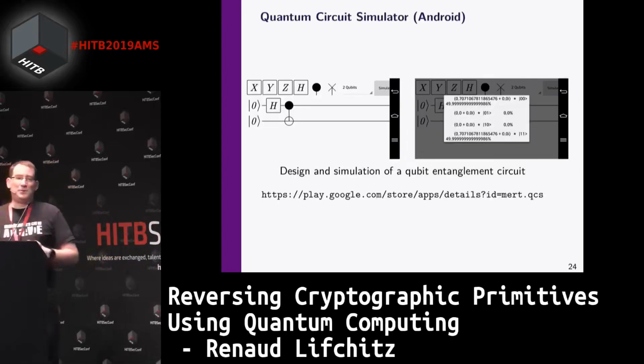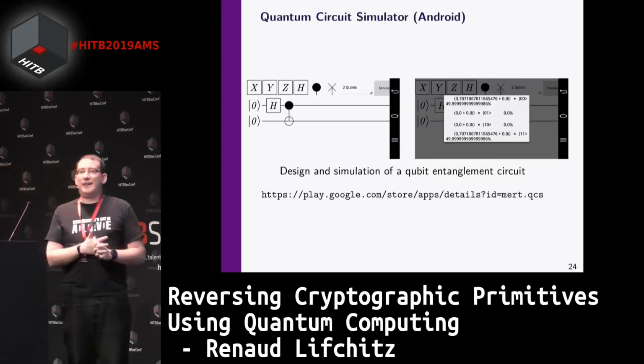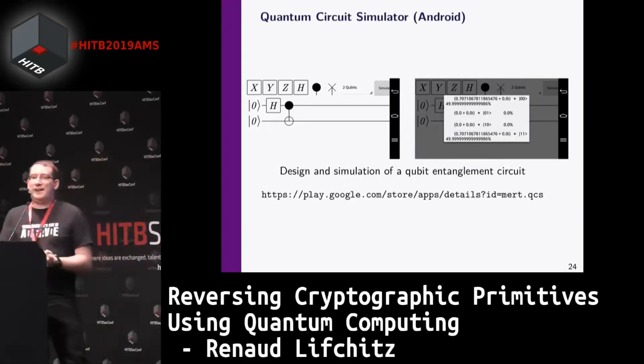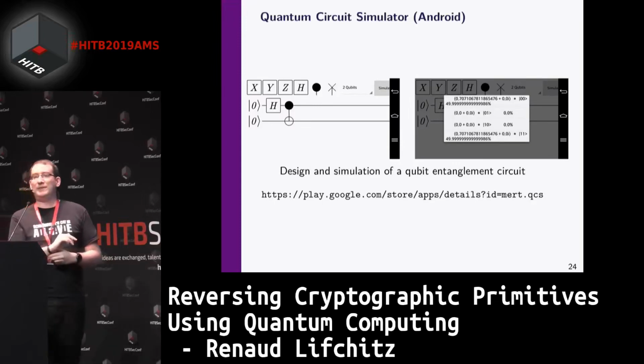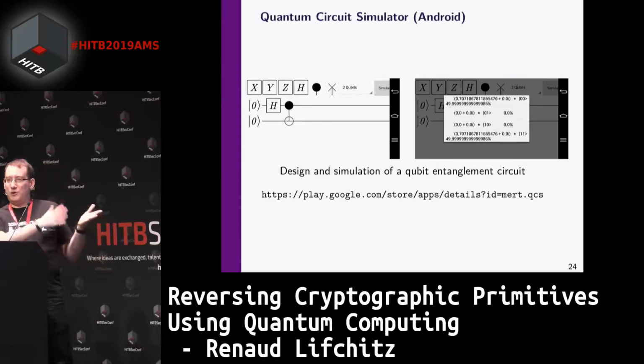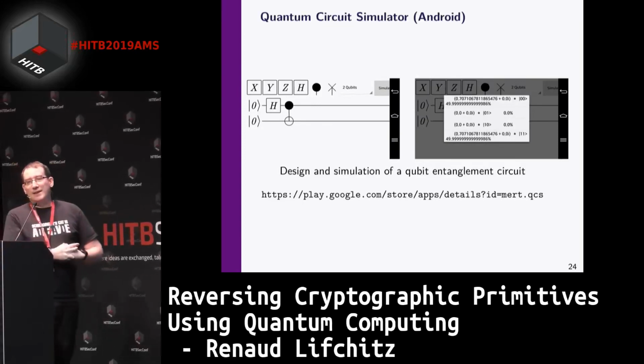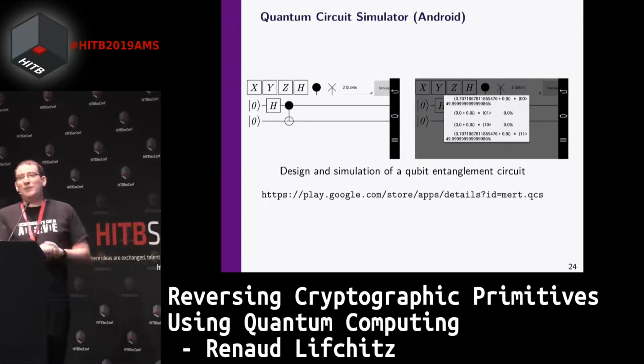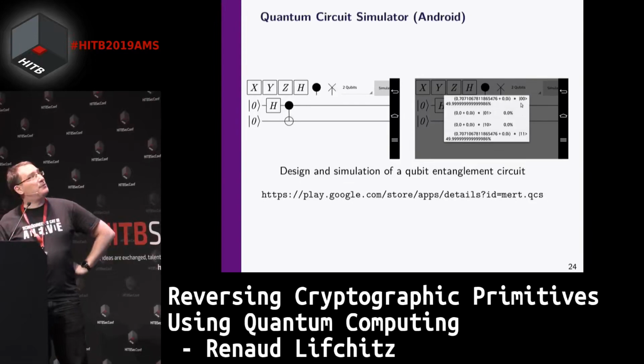And if you want to play on the go, in the subway, on the train, and so on, you can have a small simulator on your Android phone. That is to say, a quantum circuit simulator, which is called QCS. You can design and simulate any kind of simple circuit with a smartphone and see the different probabilities, the different measurements you see here.